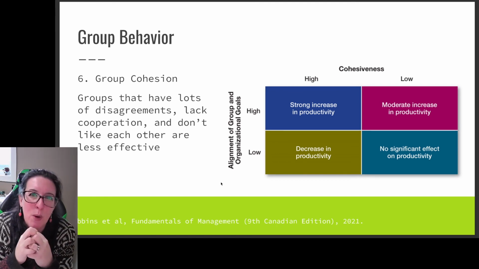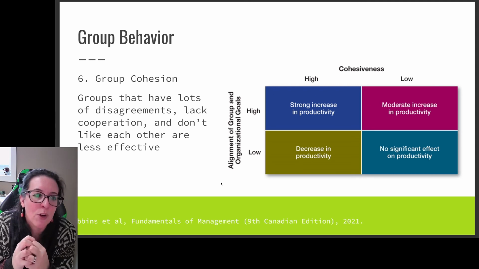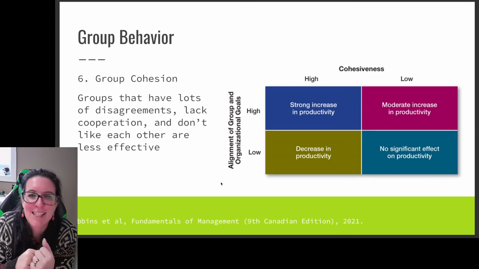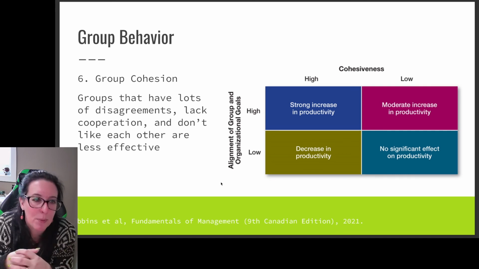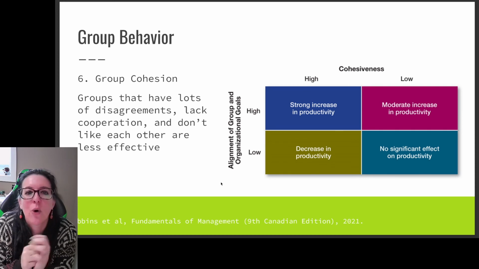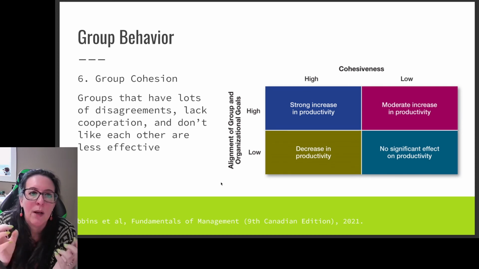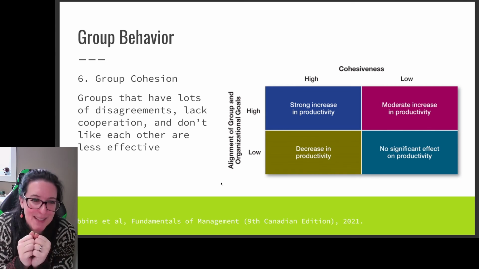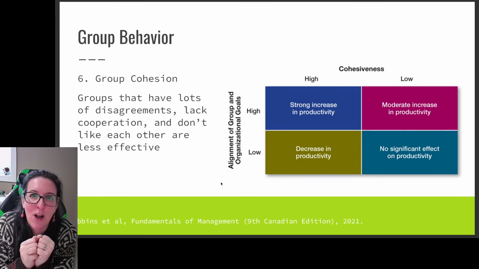So how closely do we work together? Do we get along? Versus do we have agreement or consensus on the goals of our team? So groups that have a lot of disagreements, that lack cooperation, that don't like each other, they don't have a lot of cohesion, they're going to be less effective. Now, if you have a group that is cohesive, so they cooperate, they like each other, and they have agreement on the goals, what we're trying to achieve, then you're going to see a highly productive team. That's the top left of this table here.